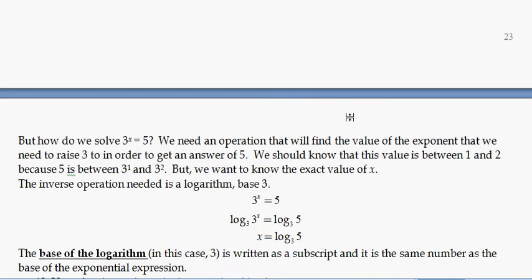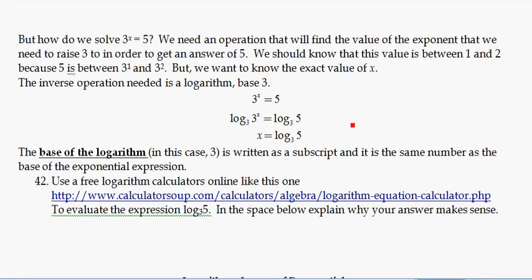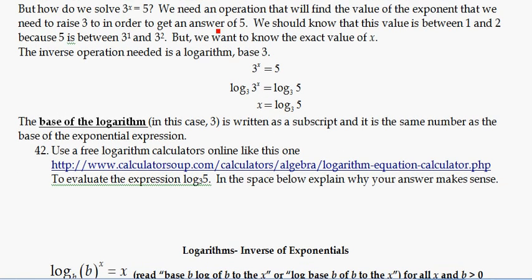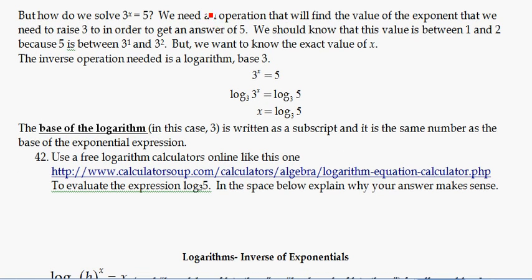But what if we have the variable in the exponent? So here's our new idea. How do we solve 3 to the x equals 5, right? This is the new thing. How do I get this x by itself? We need a new kind of operation. We need something that undoes exponential base 3.